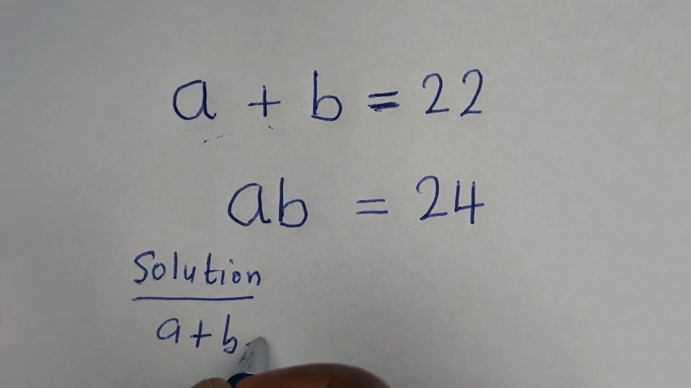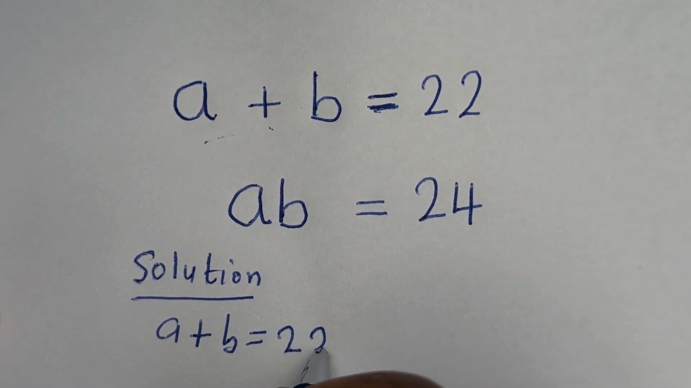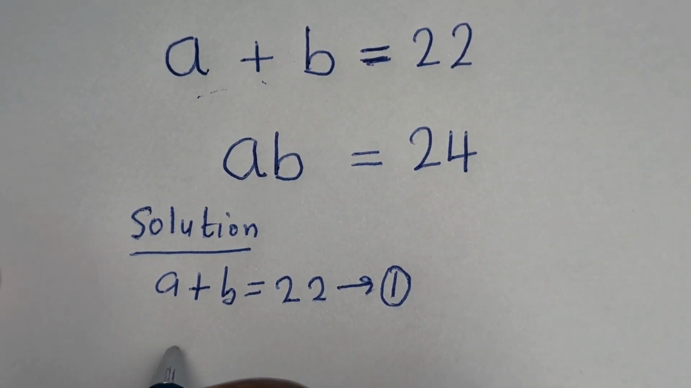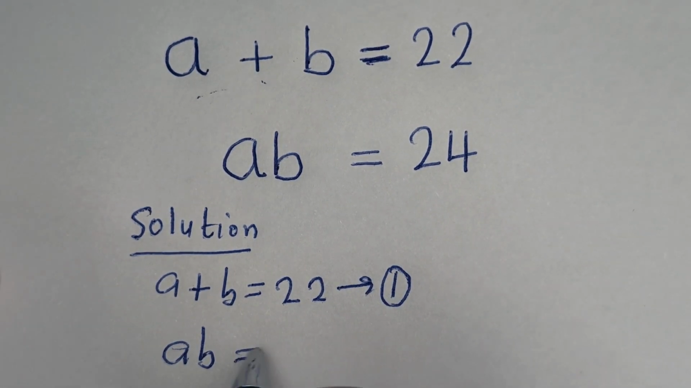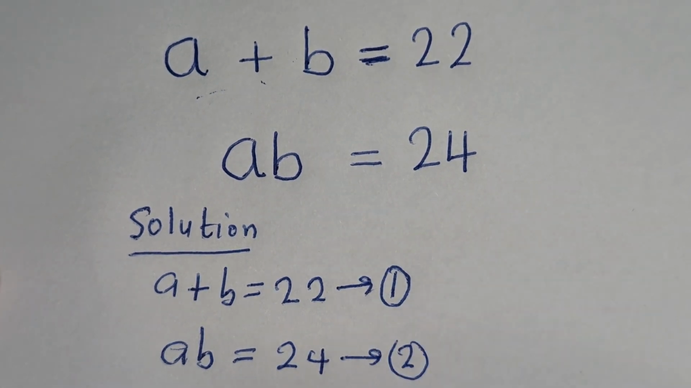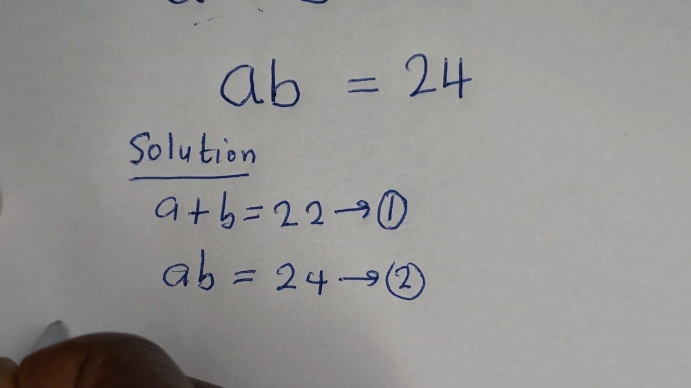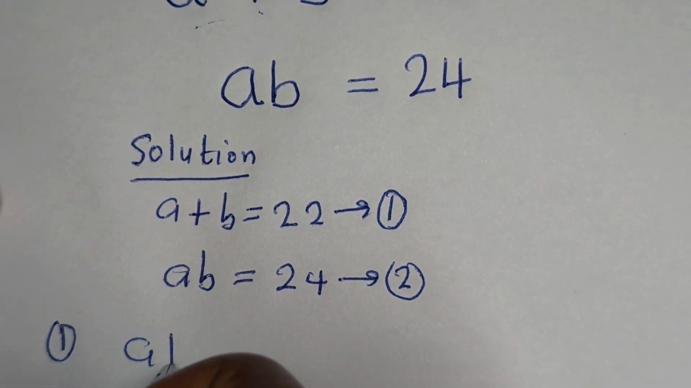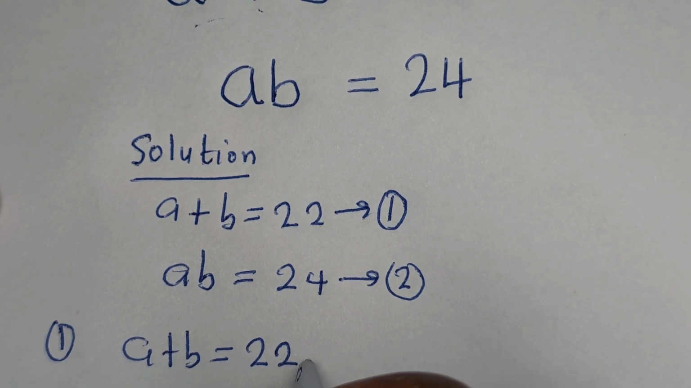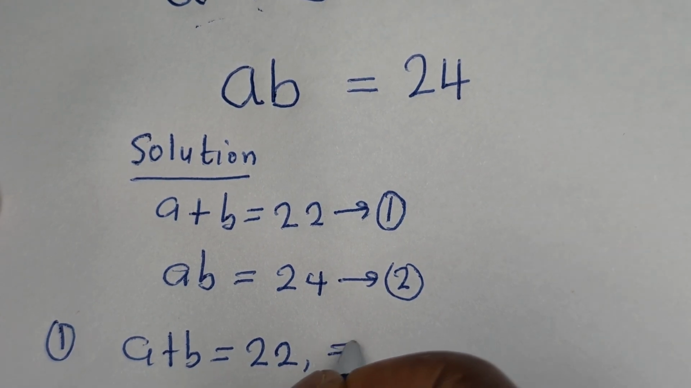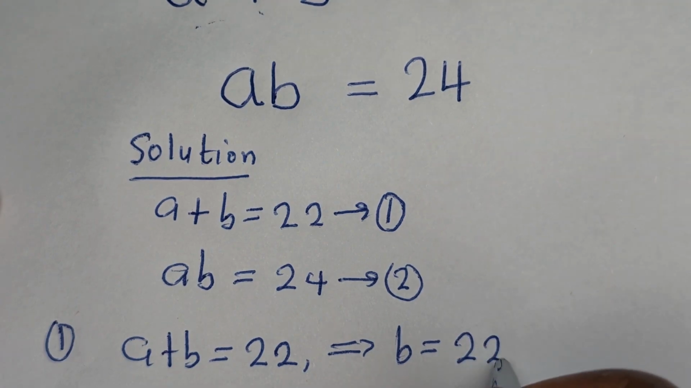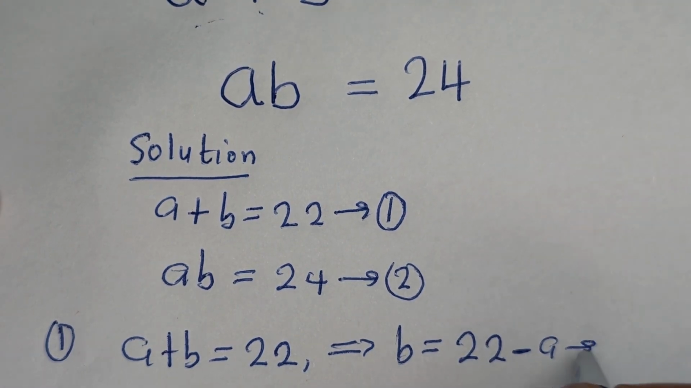a plus b is equal to 22. Let us call this equation 1. ab is equal to 24. Let us call this equation 2. Then from equation 1, a plus b is equal to 22, b is equal to 22 minus a. Let us call this equation 3.